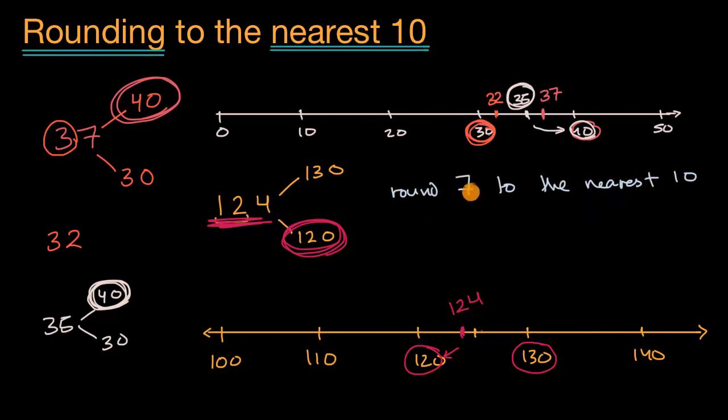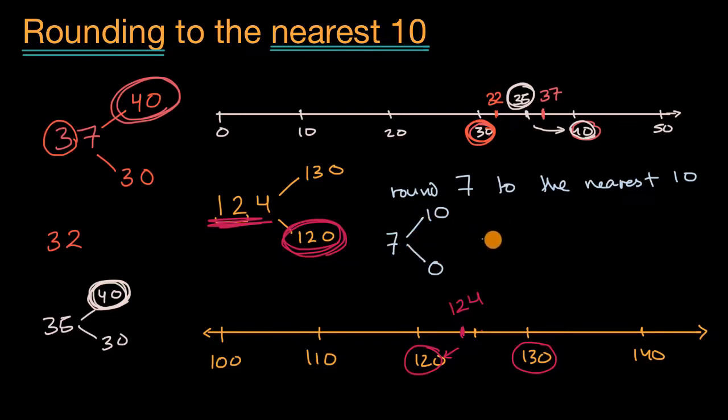All right. Well, 7 is between what two tens? Well, 7 is less than 1 ten, so it's less than 10. And it's greater than 0 tens. So it's between 0 tens, which is just 0, and 1 ten, which is 10. But which one does it round to?